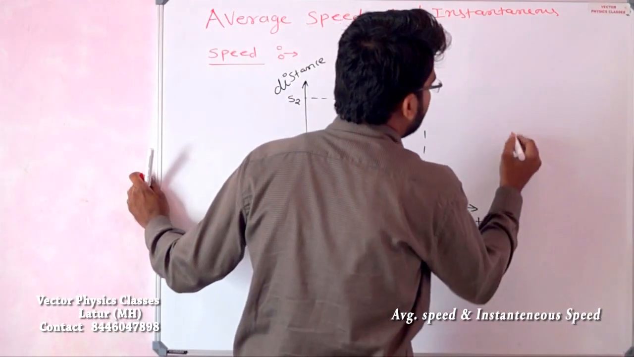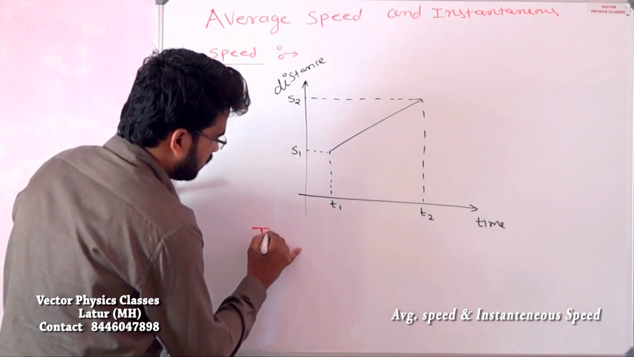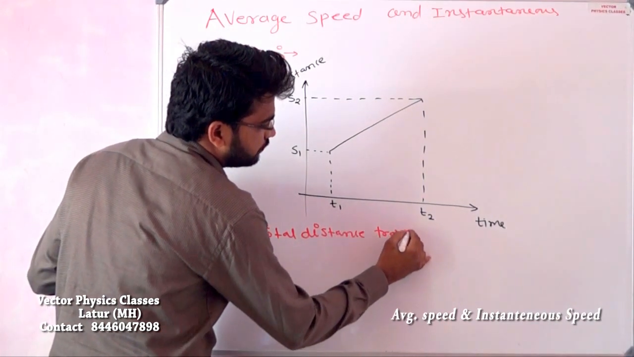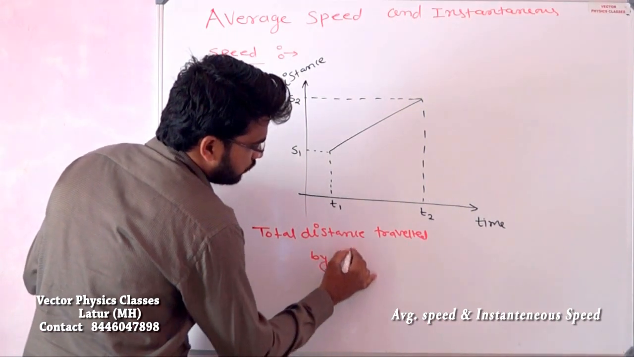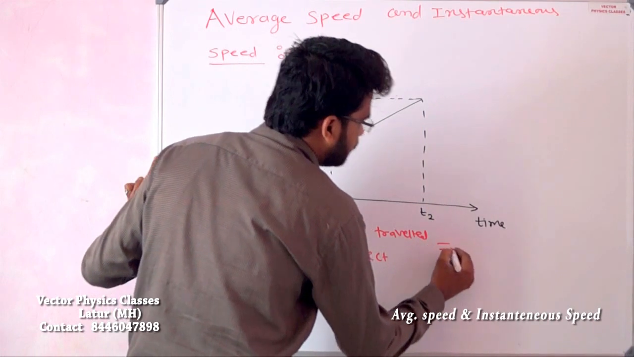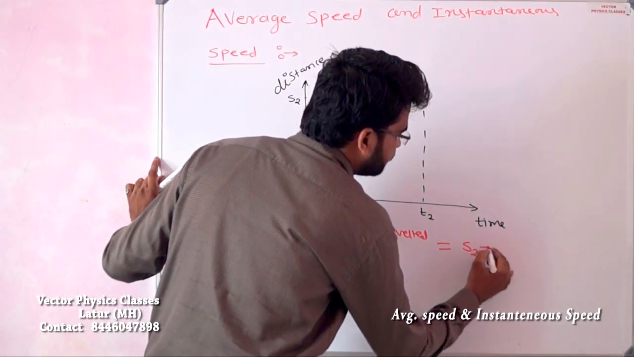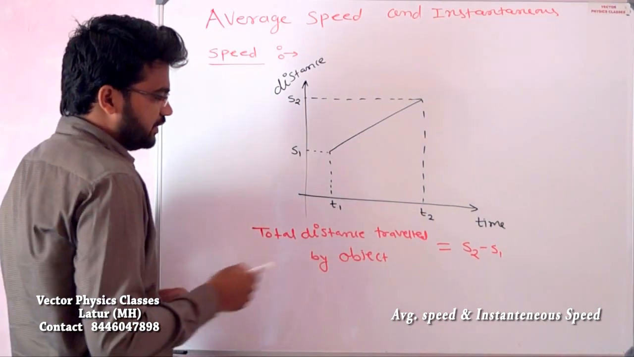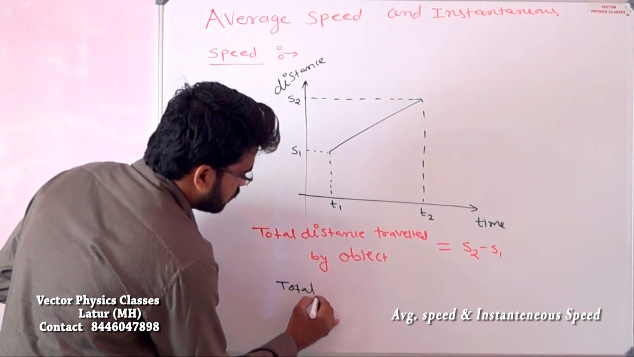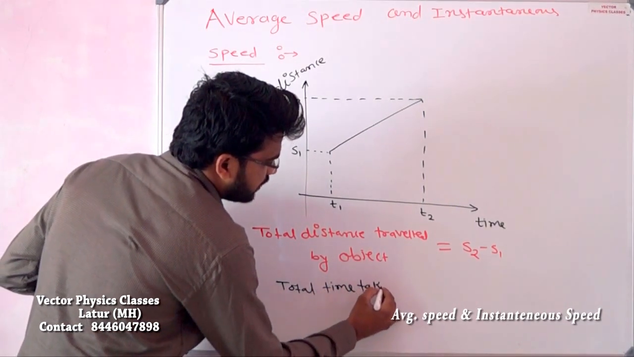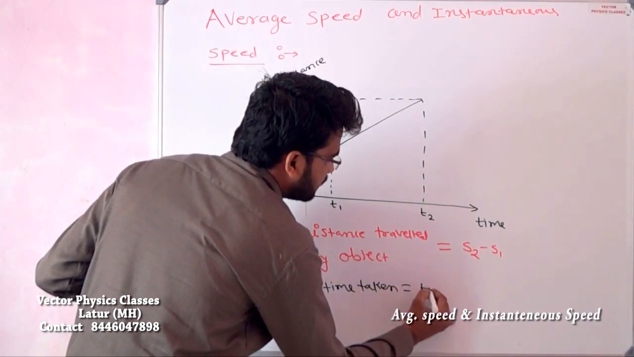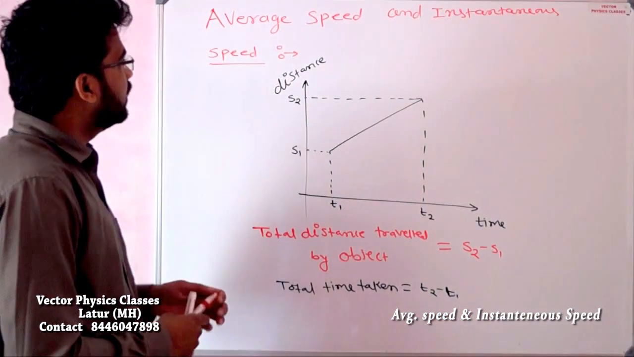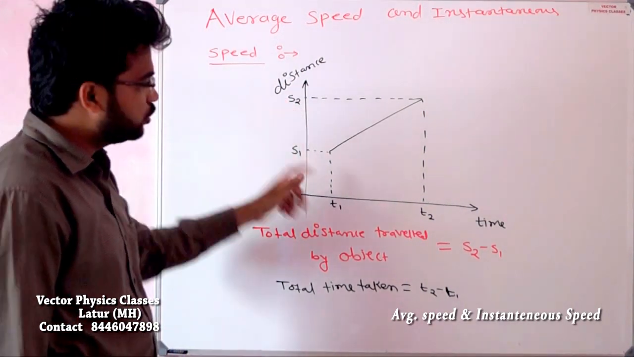So total distance traveled by object is equal to S2 minus S1, right? And total interval of time over here is T2 minus T1. Total time taken is equal to T2 minus T1. So average speed is total distance traveled by an object in a total interval of time.